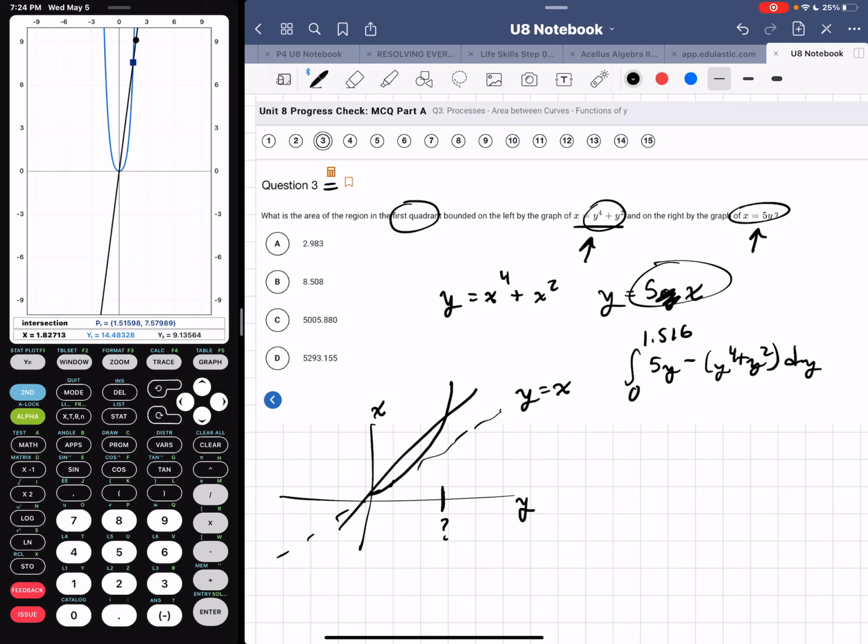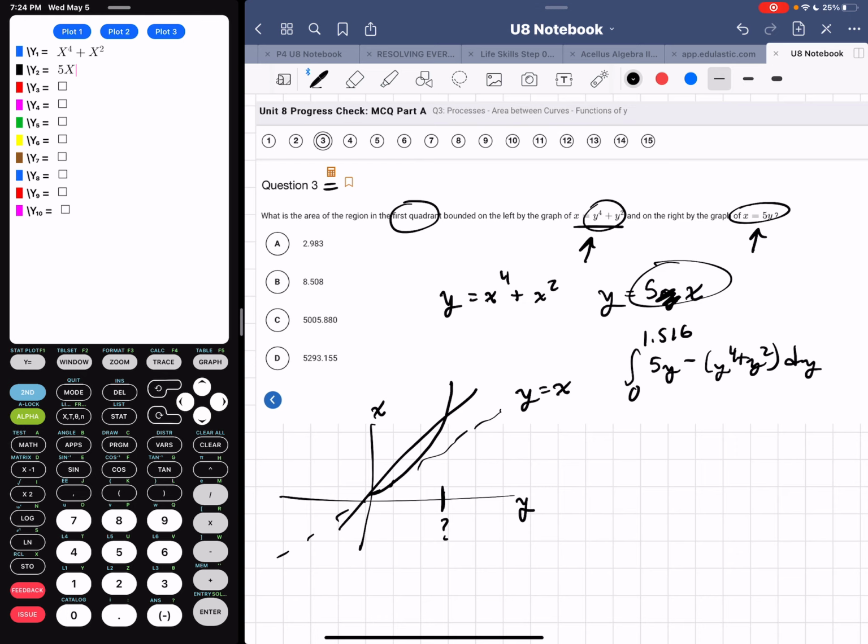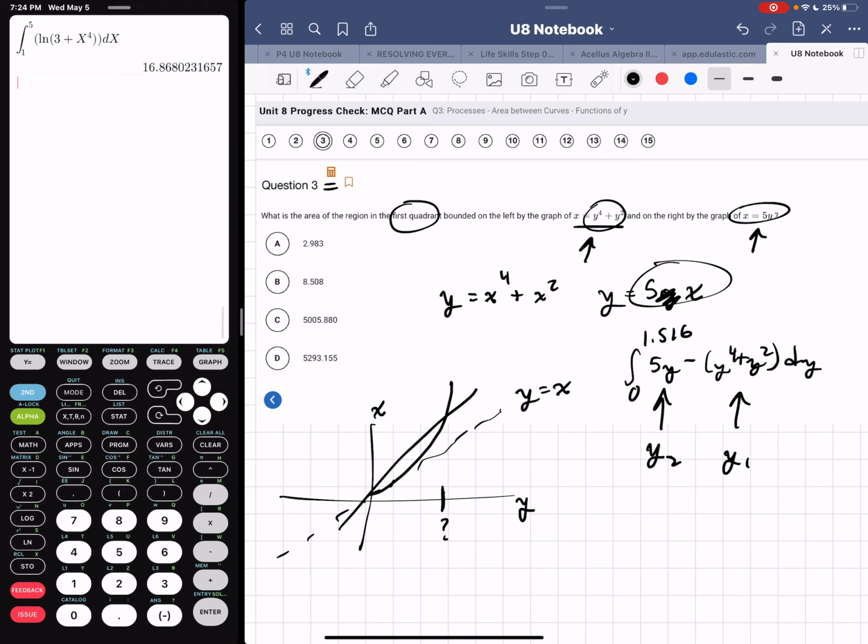Also I need to know which one's y sub 1, y sub 2. This one is y sub 2, and this one is y sub 1. So I'm going to go y sub 2 minus y sub 1. Second quit to my home window. Now I'm going to hit math 9, fnInt, to get inside an integral here. And I'm going to put in 0 and then 1.516. Yep, everything's right so far.